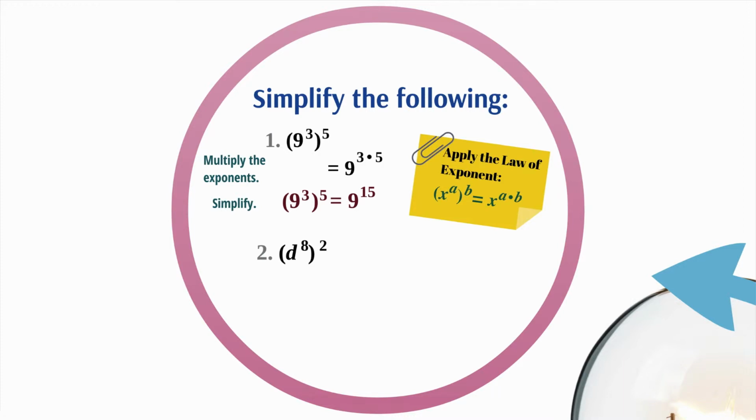For the second example, let's simplify the square of d raised to the 8th power. The first step is to multiply the exponents. Then the expression will become d raised to the product of 8 and 2. To finally find the answer, we just need to simplify it even more. 8 times 2 is 16. Therefore, the square of d raised to the 8th power is equal to d raised to the 16th power.